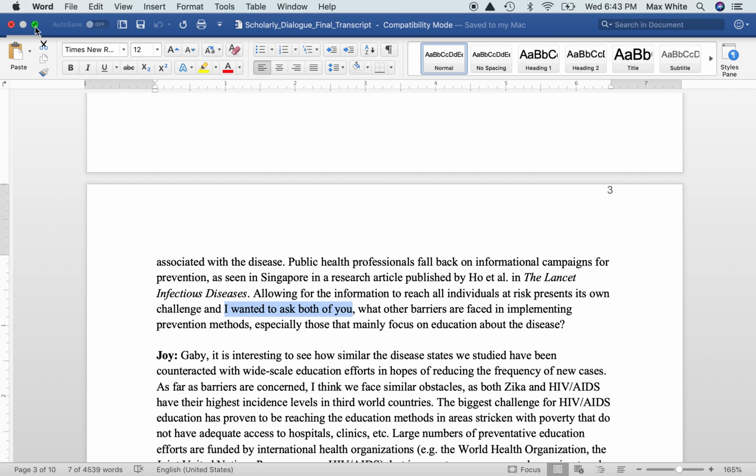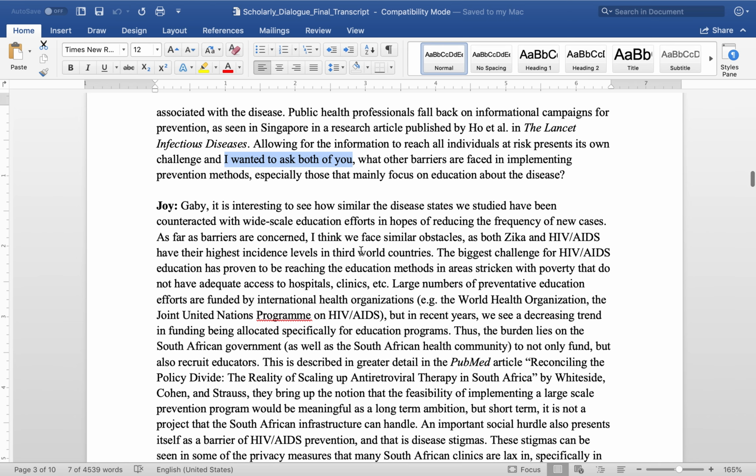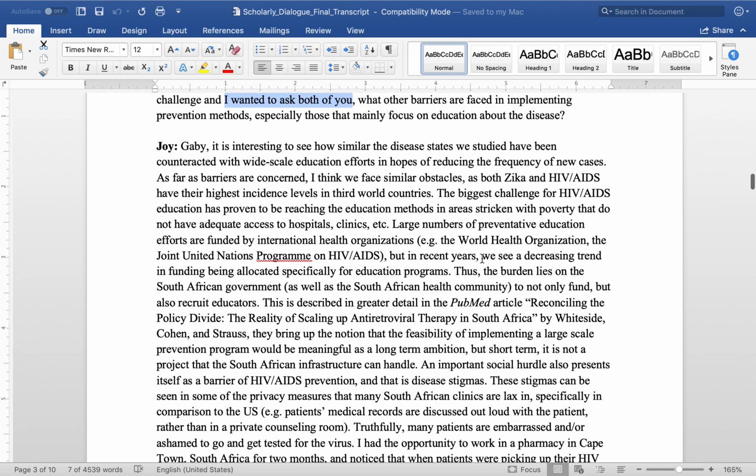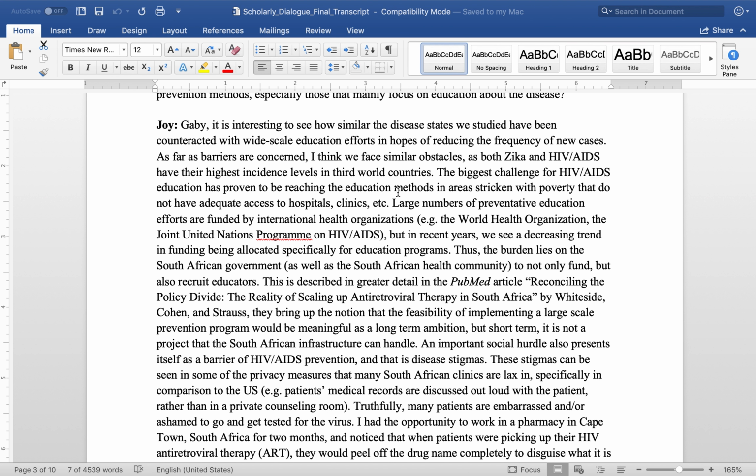So take a closer look at that. Notice the kind of level of jargon that they use. For instance, they're talking about specific diseases, but in terms of how technical do they actually get? If we look at Joy's comment here, we'll see the biggest challenge for HIV/AIDS education is proven to be reaching the education methods in areas stricken with poverty. She mentioned some specific organizations dedicated to fighting it, but in recent years we see a decreasing trend in funding. So this is where identifying something like a decreasing trend in funding, that's not jargony, but it is knowledge of a situation specific to members of this discourse community. So that's kind of the level where you want to get to.